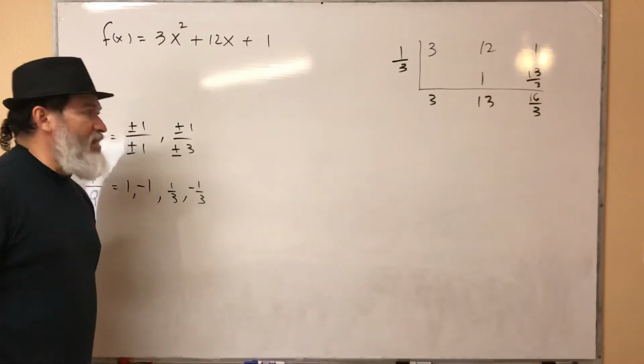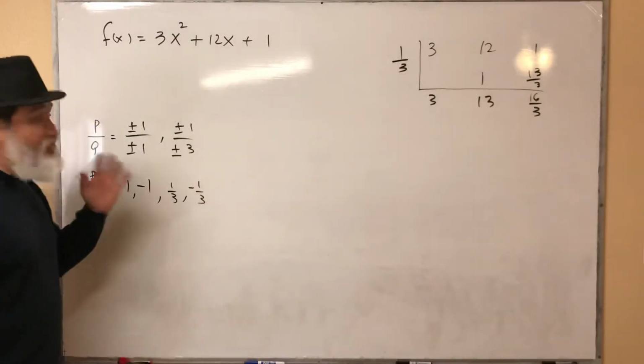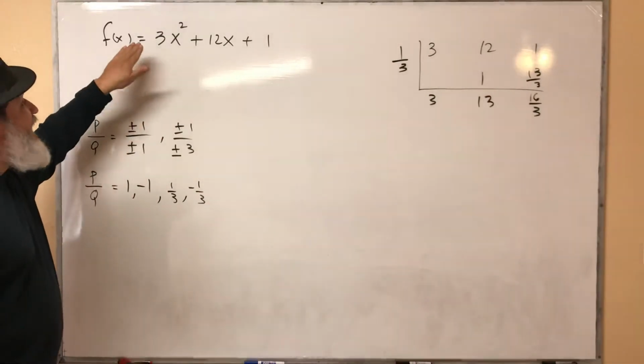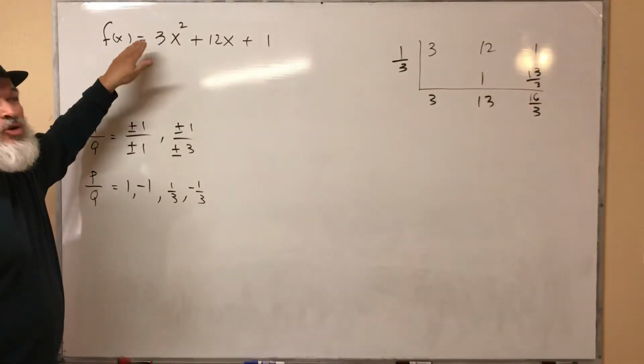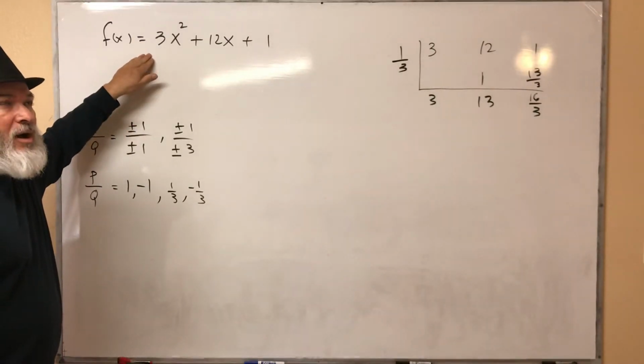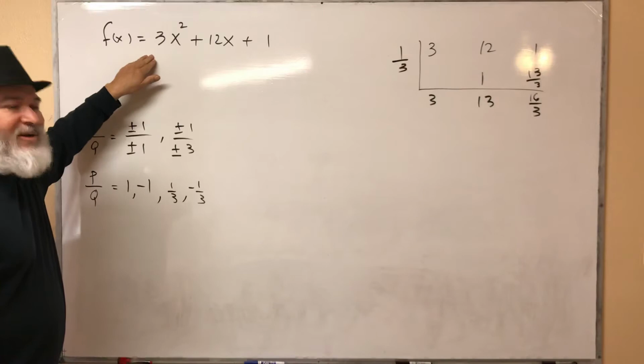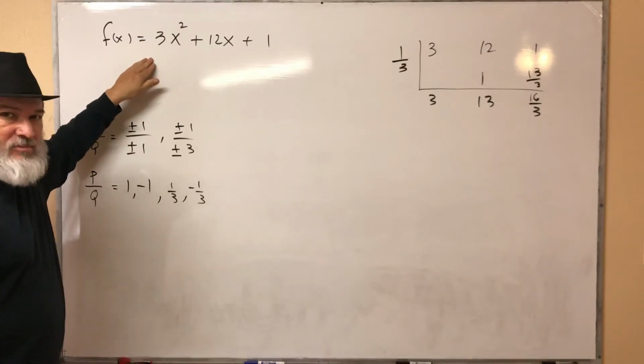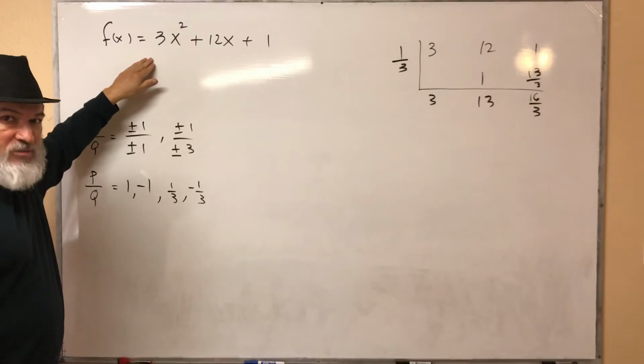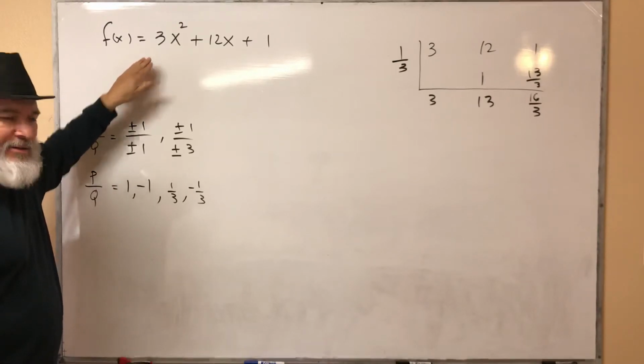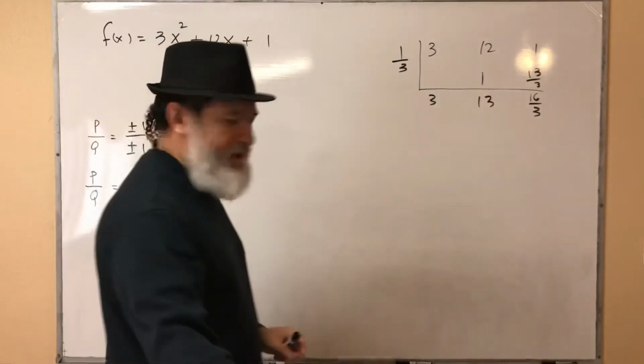Hey, what's going on, guys? What's going on is that this has no real zeros. That's what's going on. This has no real zeros. Why? That's my question. Why?